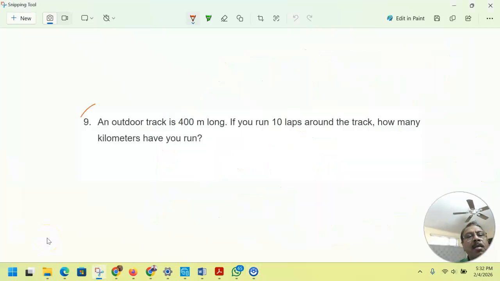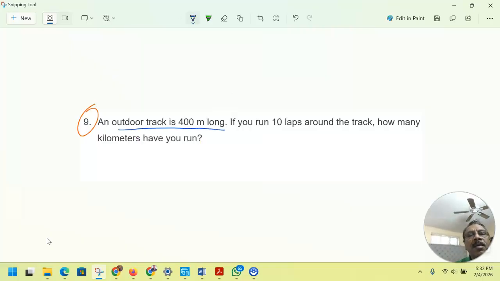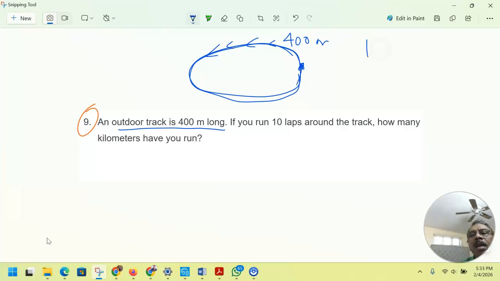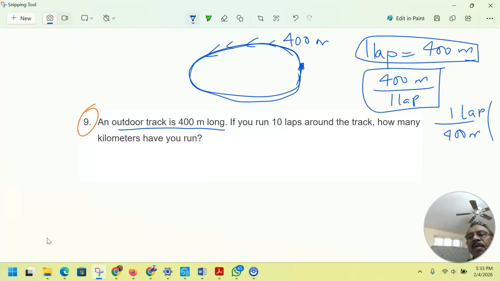So question number 9 is an outdoor track. This piece is 400 meters. So this is one lap going around. Suppose you start sprinting, you go around, that's 400 meters. That's one lap. So one lap is 400 meters. Now you can convert this into a rate as 400 meters over one lap. Okay, this is one of the rates, or you can put 400 meters down and write one lap, depending on the situation.